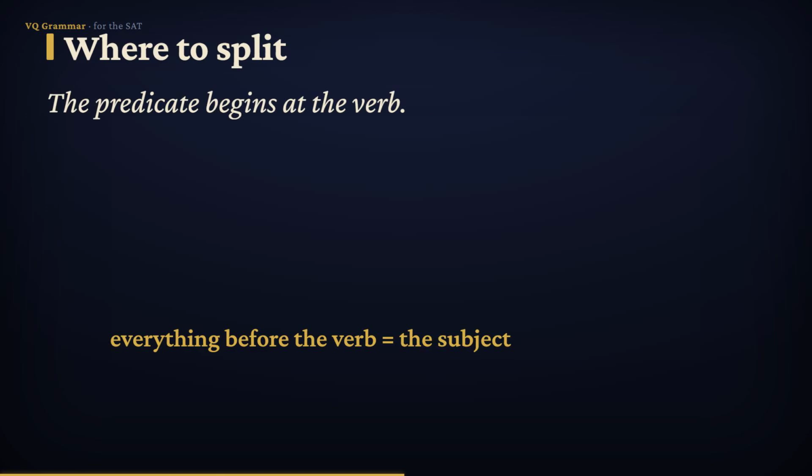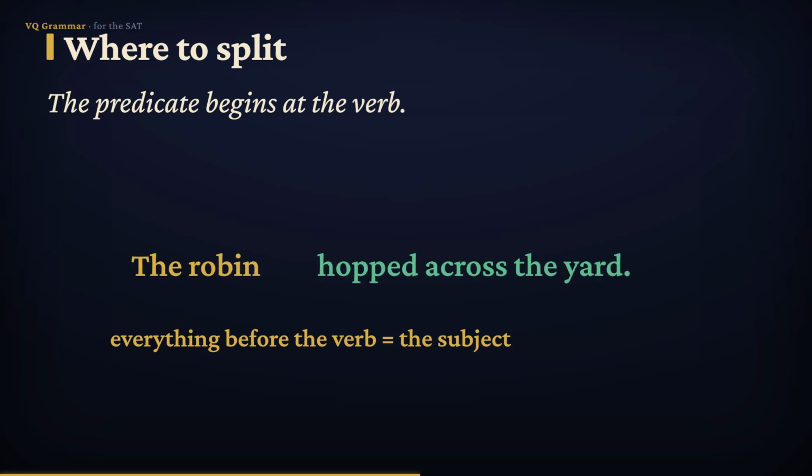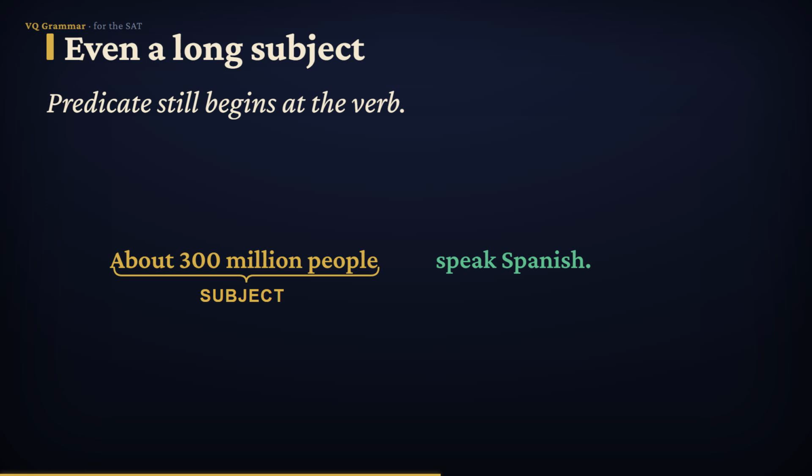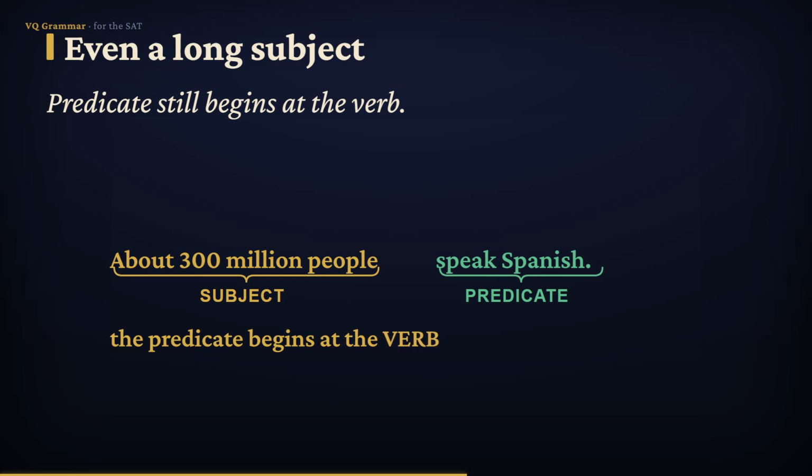A common test question asks you to split a sentence. Where does the subject end and the predicate begin? Watch. The robin hopped across the yard. The subject is the robin, and the predicate starts at hopped. Even with a long subject. About 300 million people speak Spanish. The whole phrase, about 300 million people, is the subject, and speak begins the predicate. So the rule is simple. The predicate begins at the verb, which means everything before the verb is the complete subject.